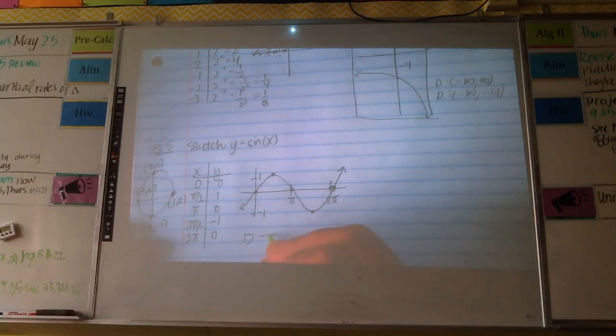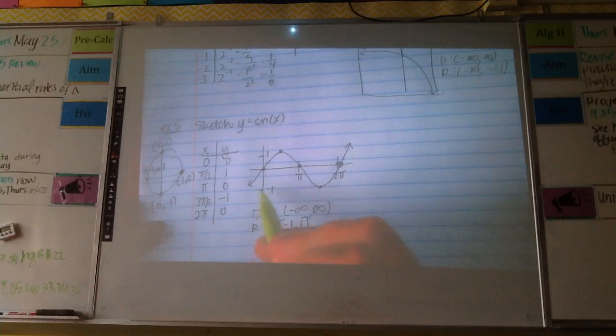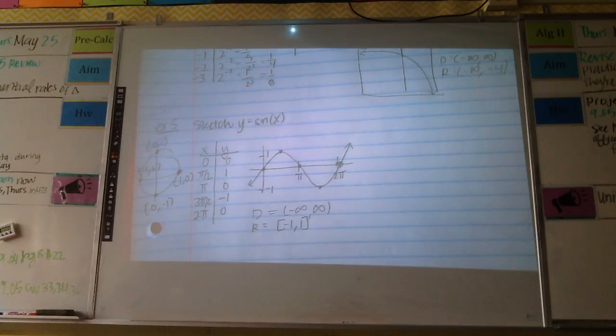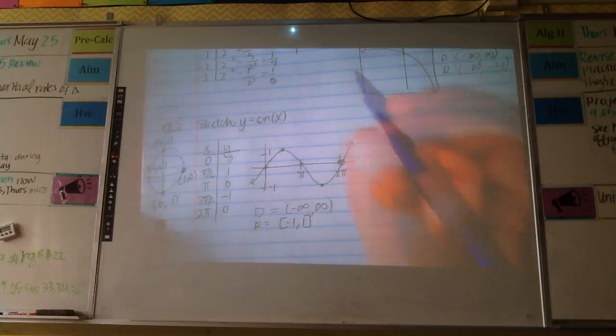If I wanted to, I can tell the domain is -infinity to infinity. Make sure you draw these arrows because it keeps going in both directions. The range would be -1 to 1, because these y values are just going to keep bouncing between -1 and 1 forever. Okay, if you wanted to know cosine, now you're looking at the x values.